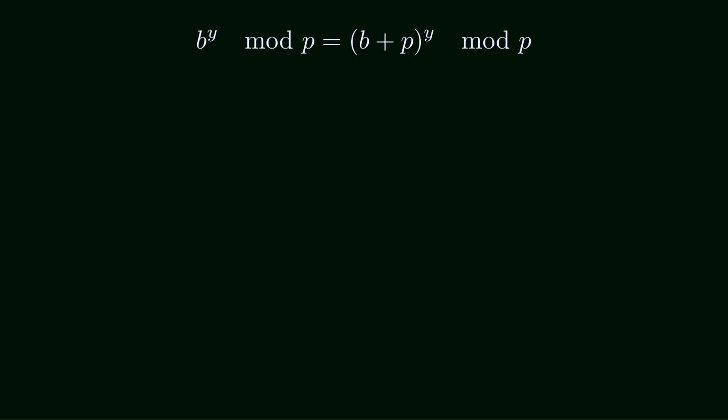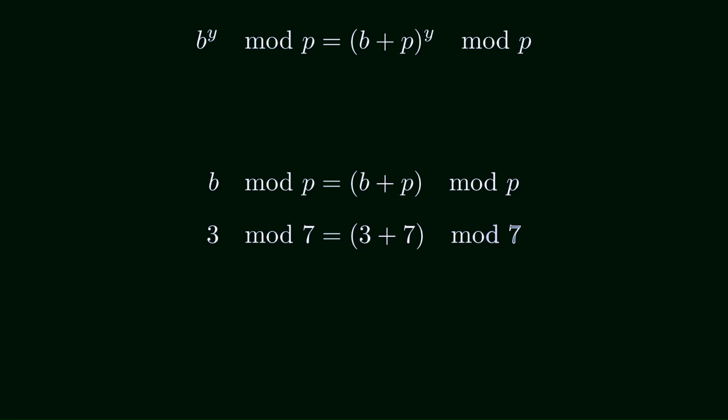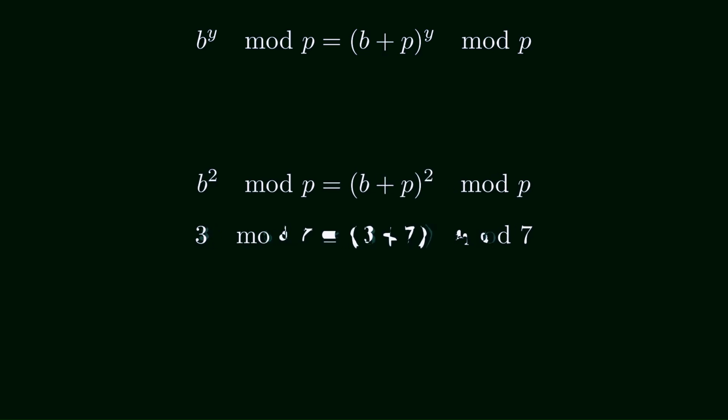Let's start with the first degree, with y equals 1. This is the easiest one to prove. We're just saying that b divided by p and b plus p divided by p should give us the same remainder. And that is true, because adding another p to b will not change the remainders. It will just form one more group. It's like adding 7 people to a group of 3 to help them form groups of 7. It wouldn't help. The 7 new members can just form a group within themselves and the 3 will remain as remainders.